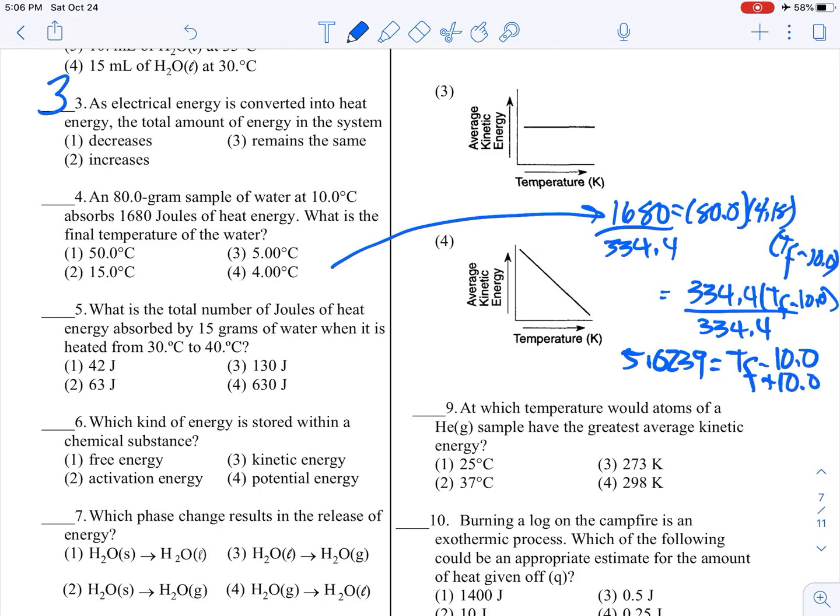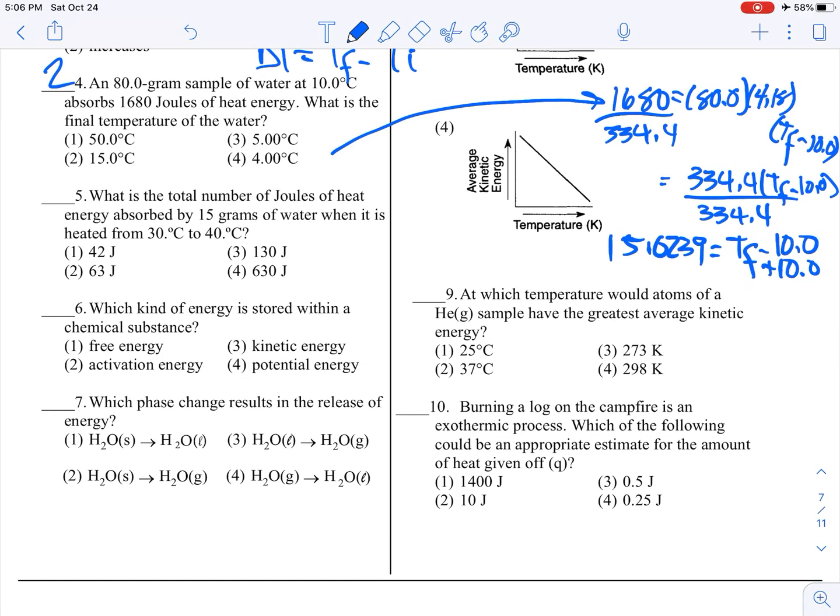Add 10 to both sides. So we're going to have 15 something, and that's our answer. Remember that delta T is equal to T final minus T initial. So if you ever need to find final or initial, you just need to substitute that definition in.